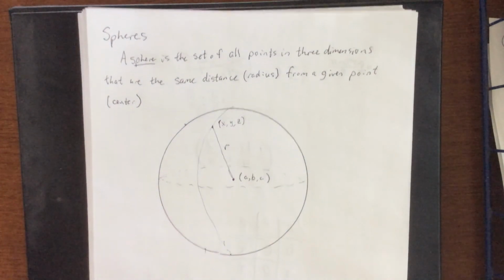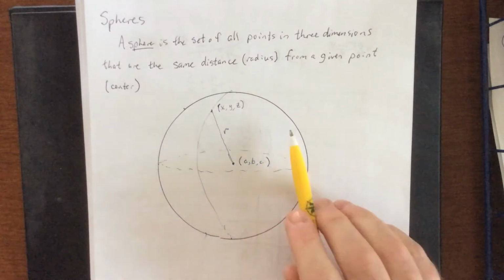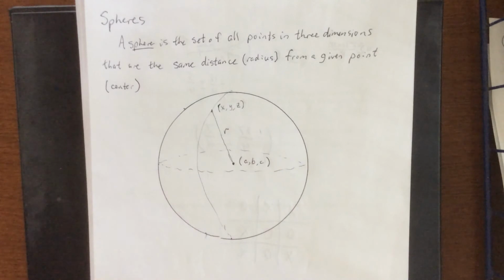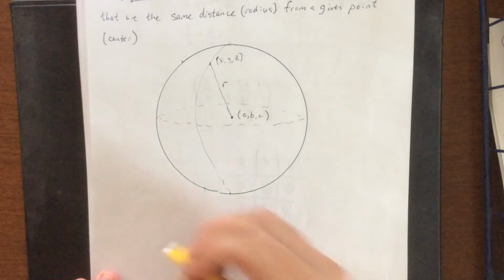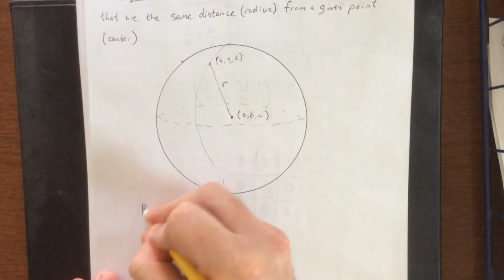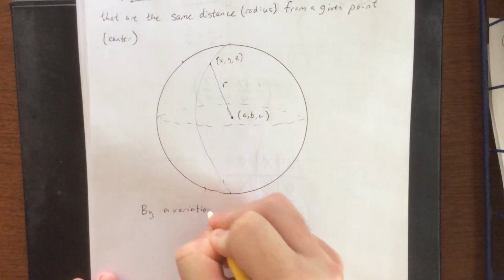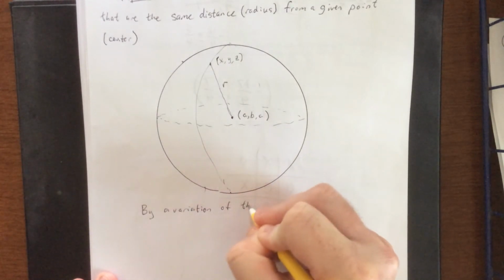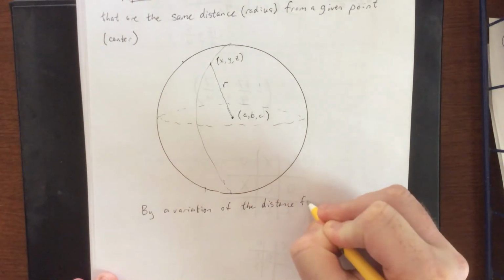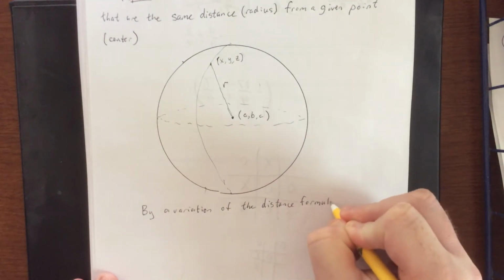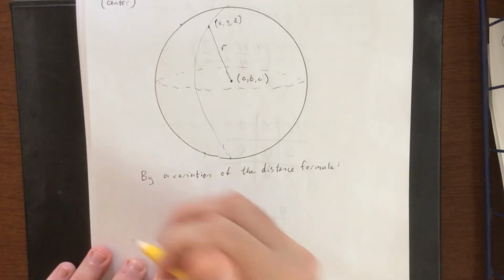Now, regardless of anything, what should be true is that this distance from the center to any point on the sphere is going to be the same. Now, what we're going to do is make use of a form of the distance formula. So, by a variation of the distance formula, we're going to come up with the standard form for our sphere.